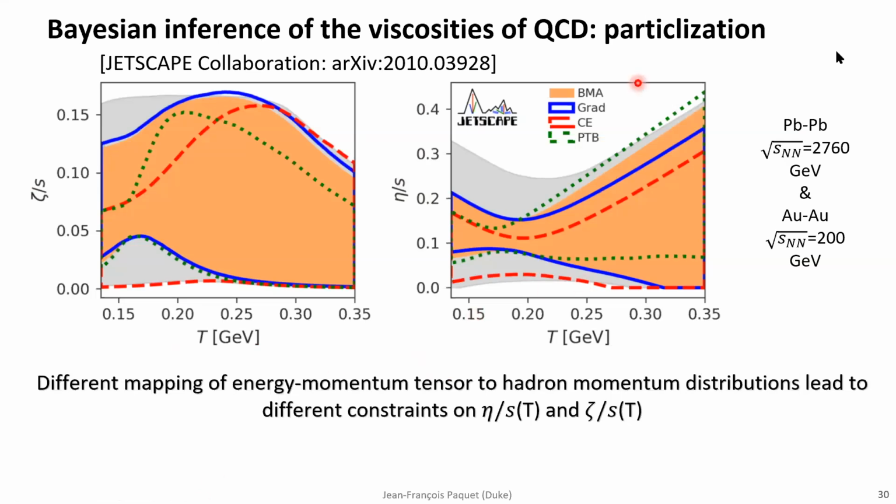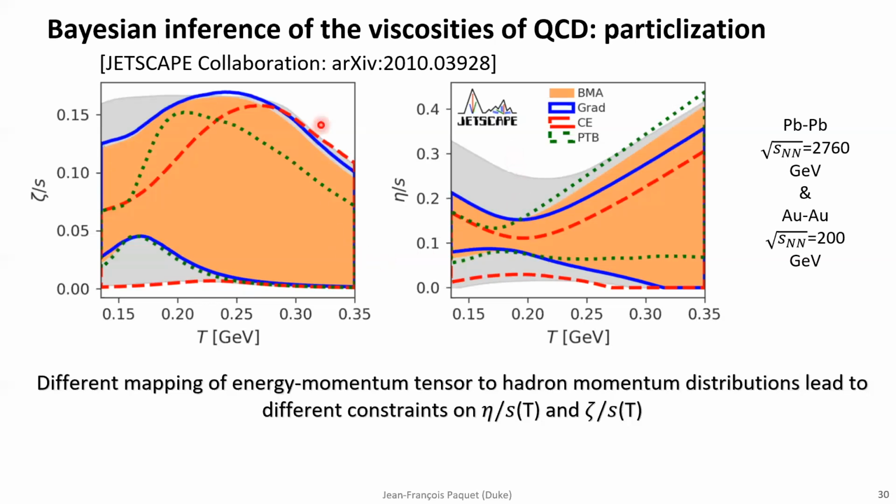And you can see here the result. So the blue is what I've been showing up to now, which is the Grad 14-moment approximation. And if you use a different model, so if you use this Chapman-Enskog, you have this red dashed line here. And if you use this Duke-based viscous correction, you have this green line here. So you can see that you actually have a fair amount of uncertainty coming from this. And it's important to quantify it, because if you don't, it means that you're biasing. You can have a very precise extraction, but it's a biased extraction of your viscosity.